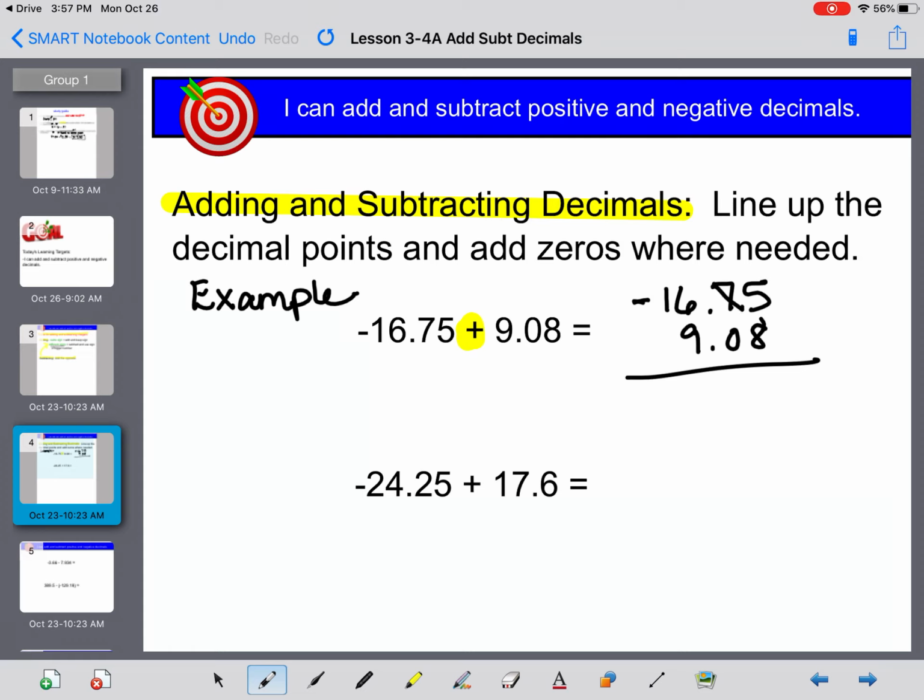5 minus 8, I can't do it. I need to borrow. 15 minus 8 is 3. 6 minus 0 is 6. The decimal point comes straight down. 6 minus 9, I can't do it. I need to borrow. 16 minus 9 is 7. 7 and 63/100 is my answer, but now I need to determine if the answer should be positive or negative. I went more negative than positive, so I give the sign of the bigger absolute value, negative 7 and 63/100. Okay, here's another example.